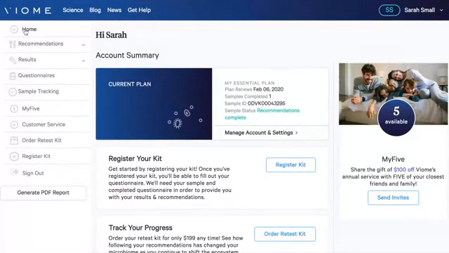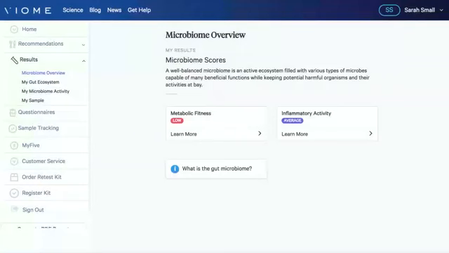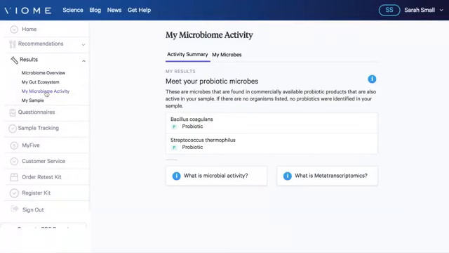You can also download the app on your phone, but on the sidebar, once your results become available, these two tabs will pop up. You can see your results and your microbiome overview. See, my metabolic fitness is low and my inflammatory activity is average, and you can learn more about each of those. Then your gut ecosystem: I have average microbial richness and then microbiome activity.